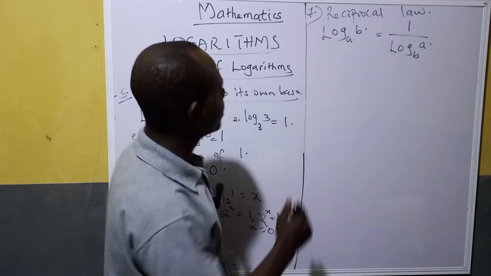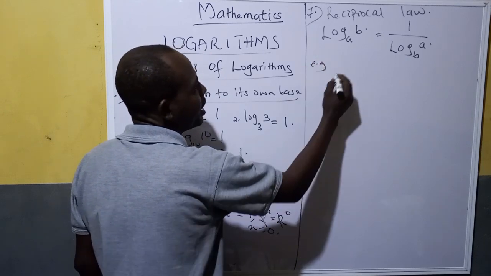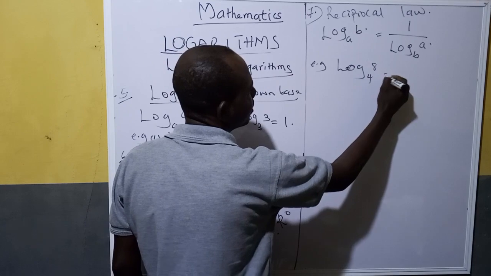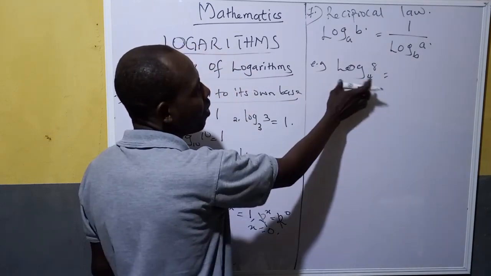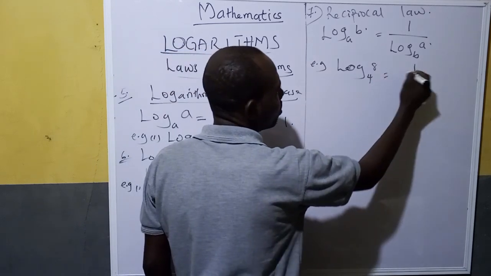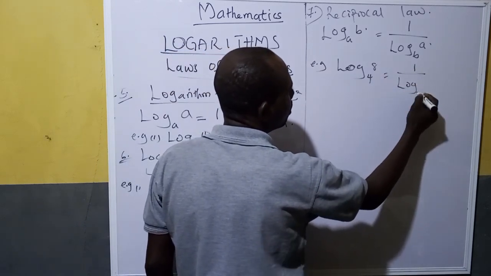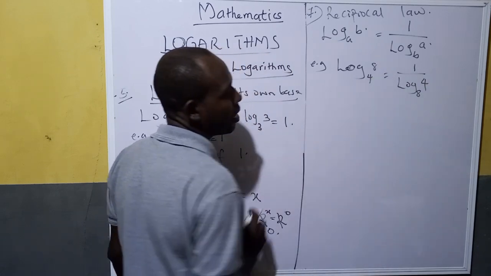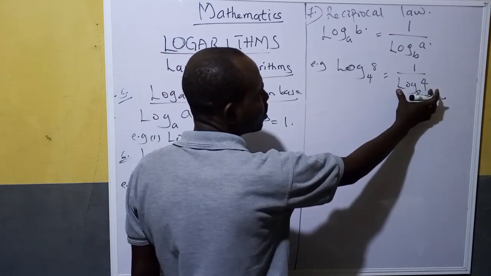Once you are finding the reciprocal of any logarithm, then the number and its base have to change. For example, if I have log 8 base 4 and I want to find the reciprocal of this log, then it becomes 1 over log 4 base 8. The 4 and 8 have changed their position. Then I can solve this one further.